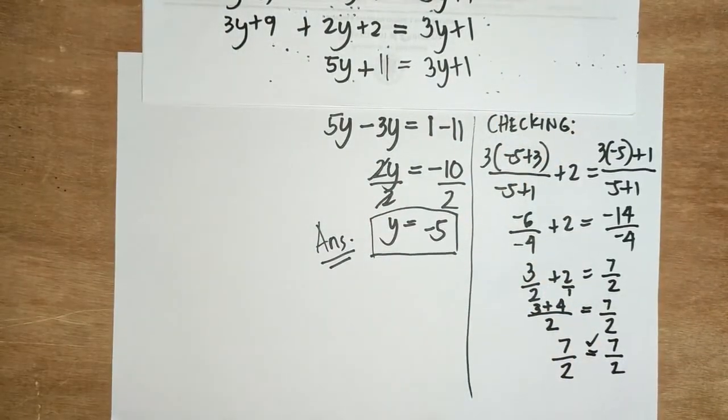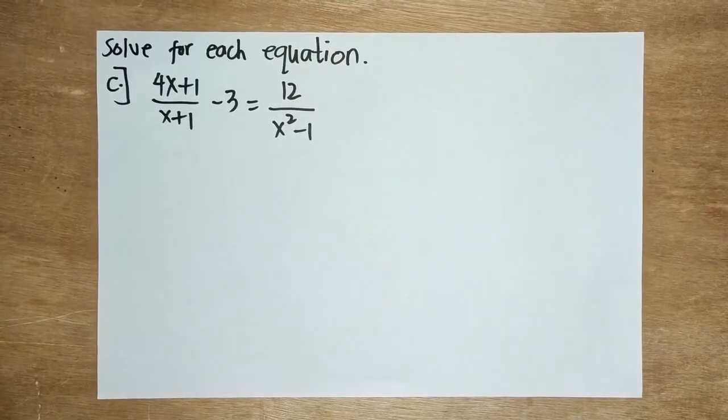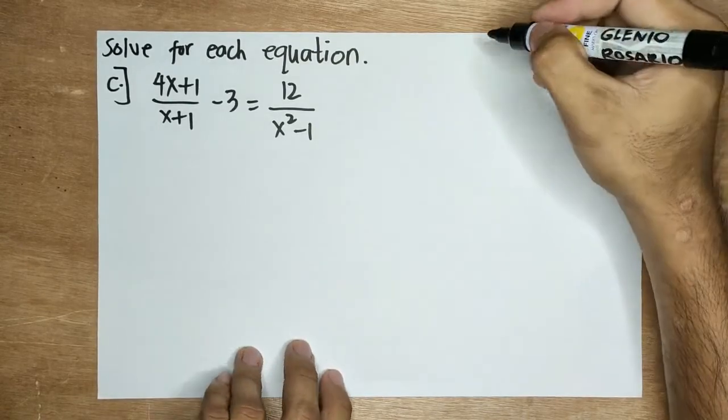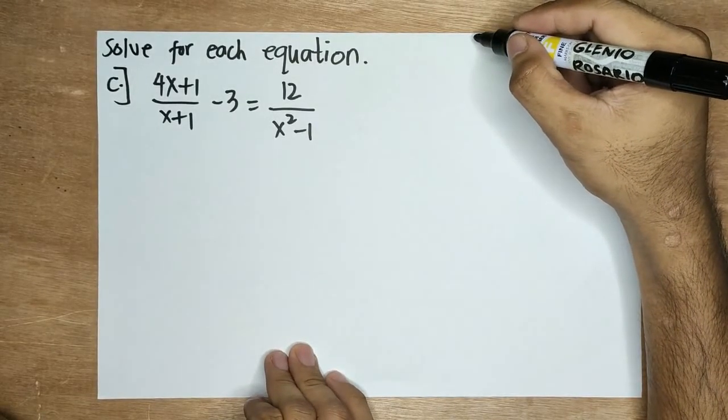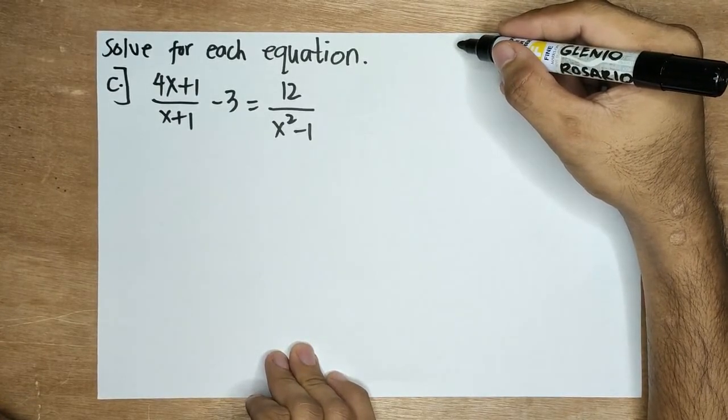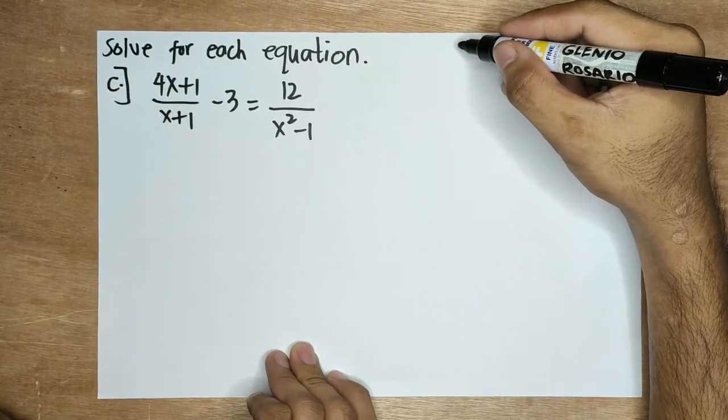Okay? So, for the last example, we solve for x for 4x plus 1 all over x plus 1 minus 3 is equal to 12 all over x squared minus 1. So, as you can see in their denominators, they are no longer the same. So, we do the method of identifying the LCD which was used in the first two examples.